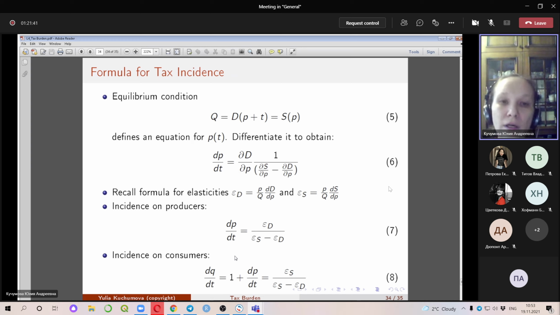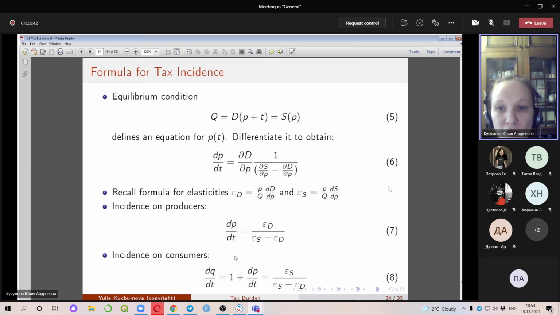And to do that mathematically, we need to start from the equilibrium condition, demand equal to supply, but write it down for the new, after-change situation. So we will work with price P, which is the producer price. Then demand depends on price P plus T, the price that the consumer pays. So the demand at price P plus tax T should be equal to the supply. This equation, in general, defines the equilibrium price as a function of tax rate T.